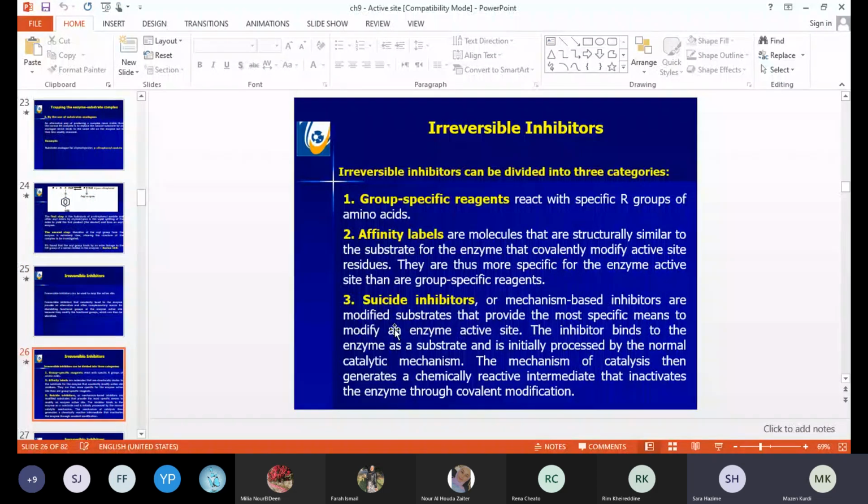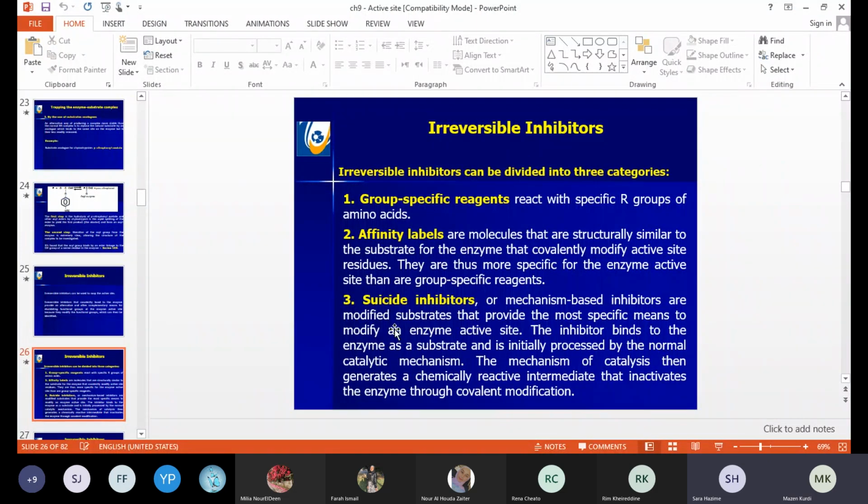For irreversible inhibitors, we have different categories, mainly three. The first one is called group-specific reagents. The second is called affinity labels. And the third is called suicide inhibitors. These three categories belong to irreversible inhibitors. But what is the difference between each category? The first one, the group-specific reagents, are wholly irreversible inhibitors, okay?